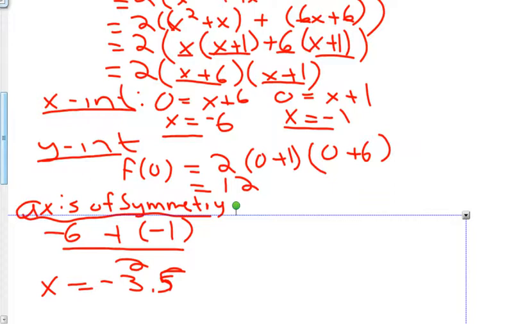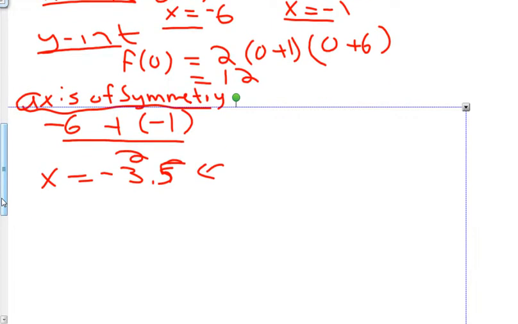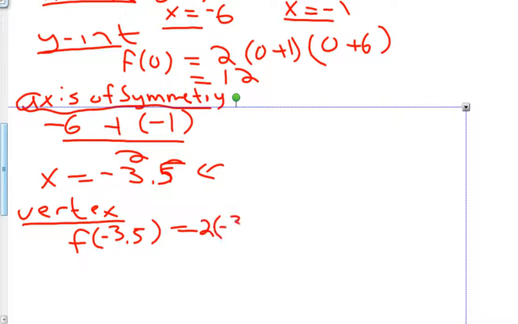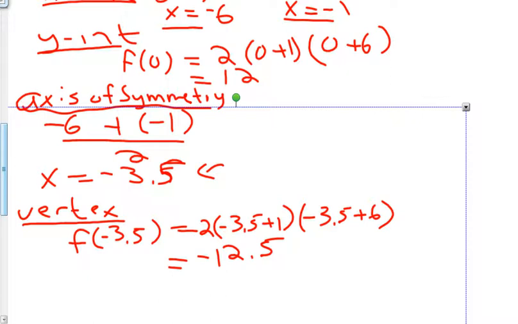I can then find my vertex pretty easily by subbing in negative 3.5 for x in my original formula. So my vertex, f of negative 3.5 is equal to 2 times negative 3.5 plus 1 times negative 3.5 plus 6. Plug that into my calculator, and I get that f of negative 3.5 is equal to negative 12.5. Therefore, the coordinates for my vertex are negative 3.5, comma, negative 12.5.